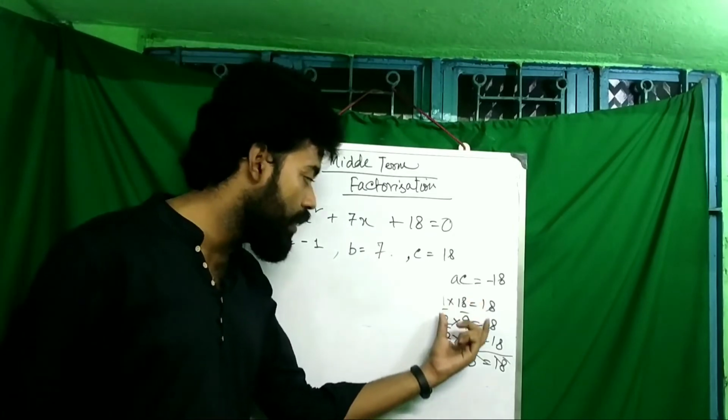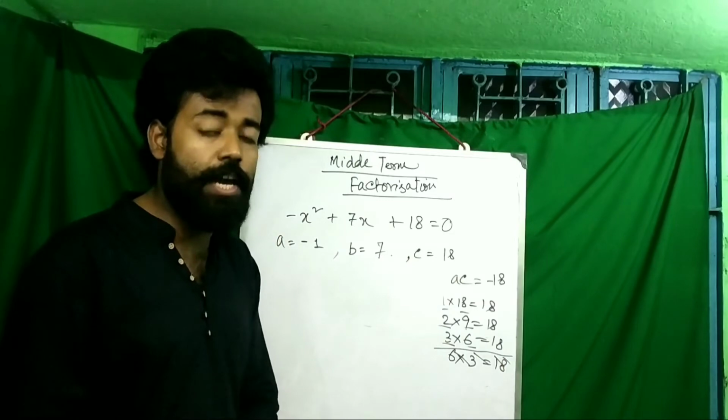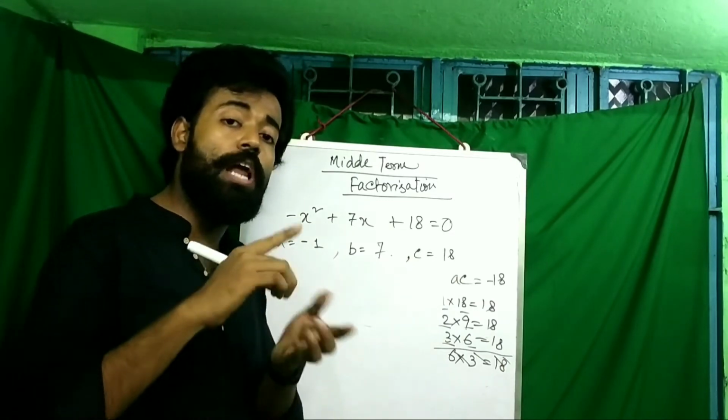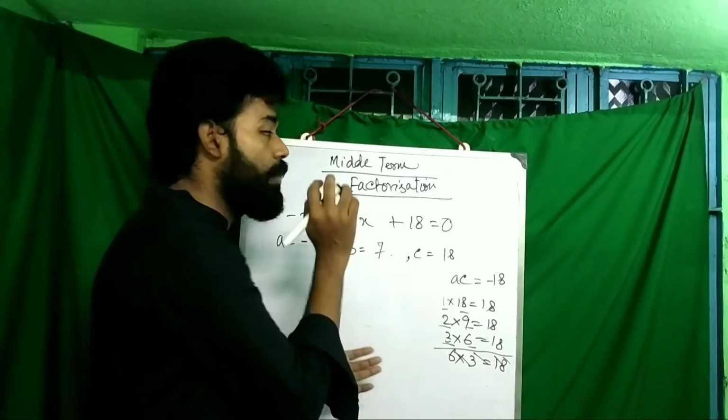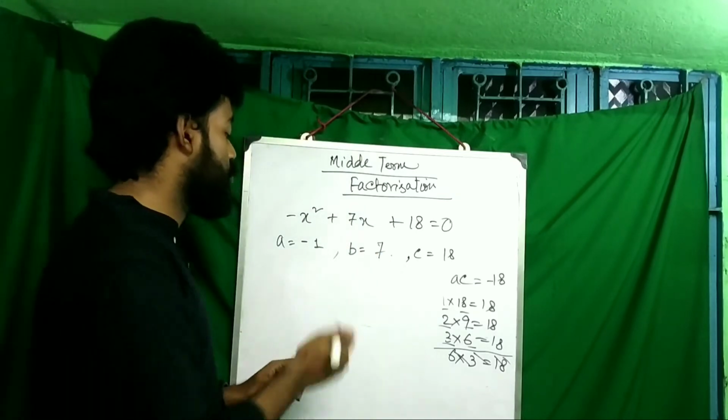Same process, we will write the multiples and from there we will find the pair which on adding or subtracting we will get B, and that we will have to substitute. So what will we do now?